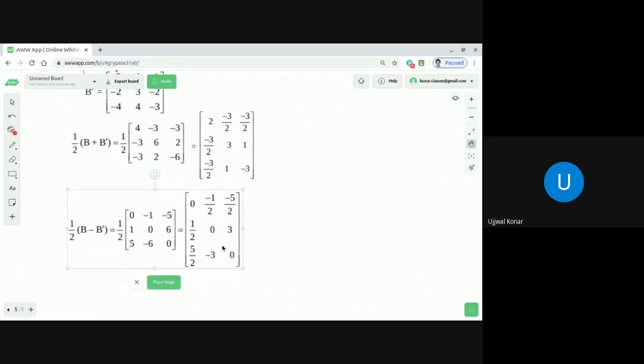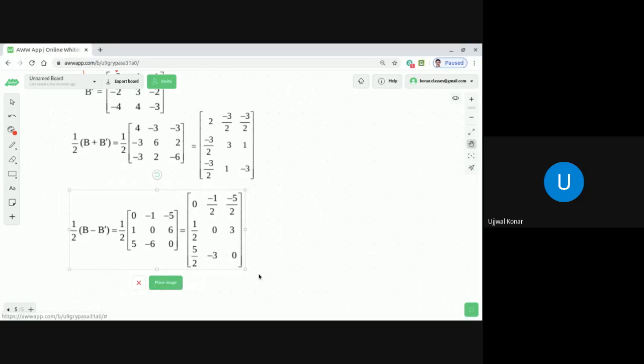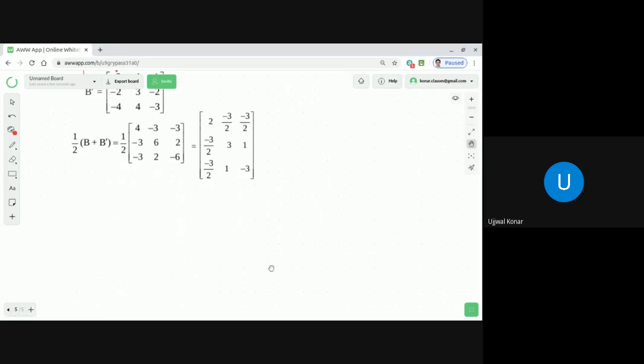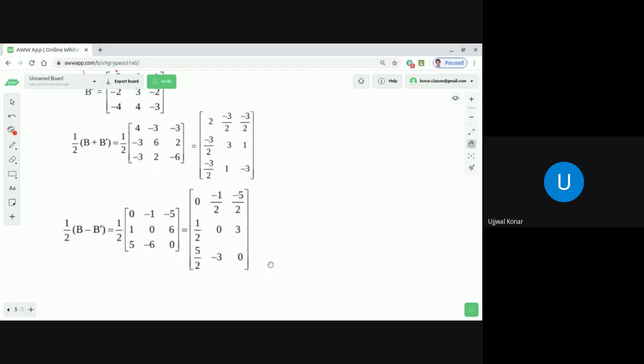So you will get half of B minus B transpose as something like this. Now our matrix will be the addition of these two matrices. This matrix, what you see, dear students, half of B plus B transpose, is a symmetric matrix. And half of B minus B transpose is a skew-symmetric matrix.